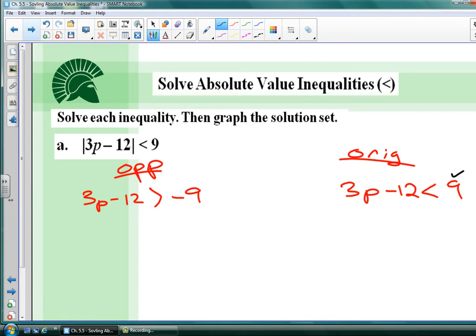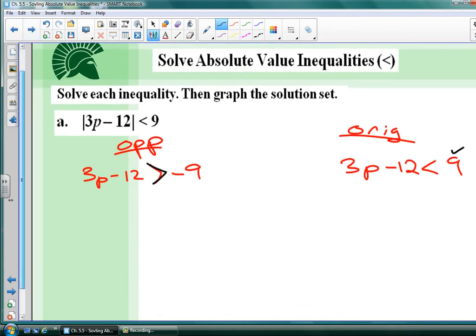And now I've kept the truth value of this because I flipped my inequality sign, because I changed the sign of the opposite case. I kept it the same for the original case. Notice what I'm changing. I'm not changing what's in the absolute value. I'm changing what's on the other side. And now I can actually solve both of these just like I would solve any other absolute value we've done. This is a two-step absolute value.